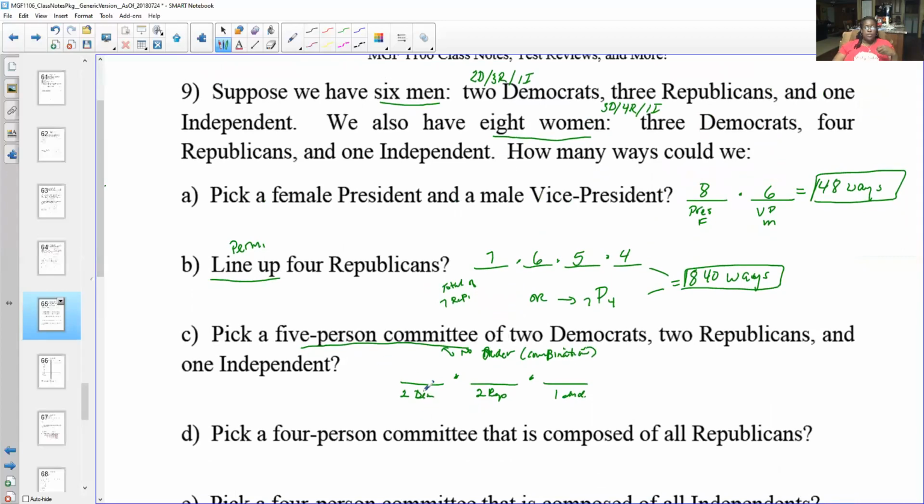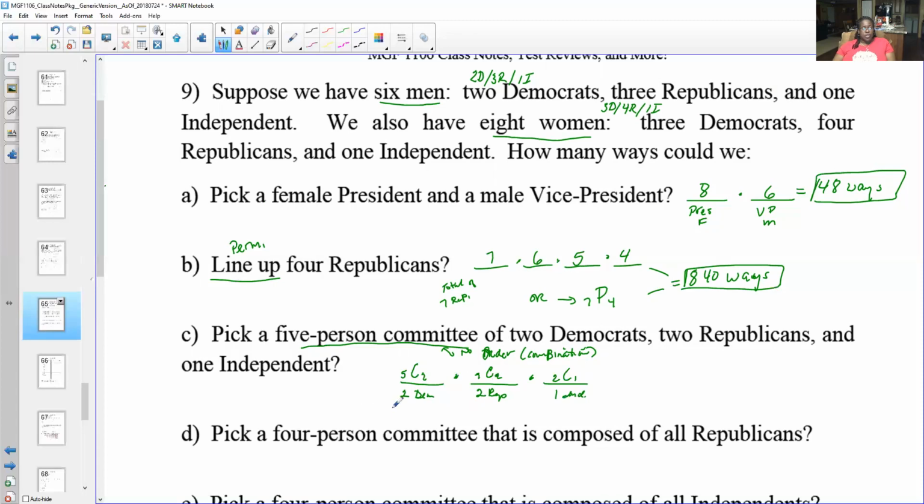Out of the Democrats, how many do we have? We have 5 total. Do you see that? We have 2 here and 3 here. That's 5 total, but we only need to choose 2. So we have 5 combo 2. Look at the Republicans. How many Republicans do you have total? We have 7. So we have 7 choose 2. How many we need? Only 2. Do we see what we're doing? With the independents, how many do we have total? We just have 2 independents total. So 2 combo, we only need 1.